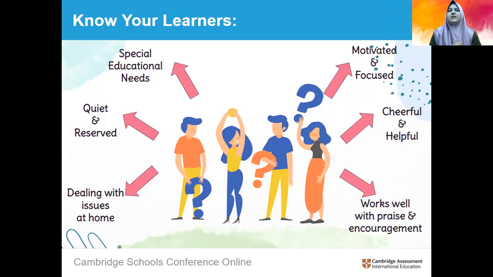Some students are quiet and reserved by nature. Some have to deal with issues at home. I have cases whereby students are dealing with parents fighting with each other, going through divorce process. Some are staying at home without their parents because their parents are working. Their caregiver is actually their maid, their drivers. Some have special educational needs. Some are good, motivated and focused, cheerful and helpful. And there are also some students who work well with praise and encouragement.